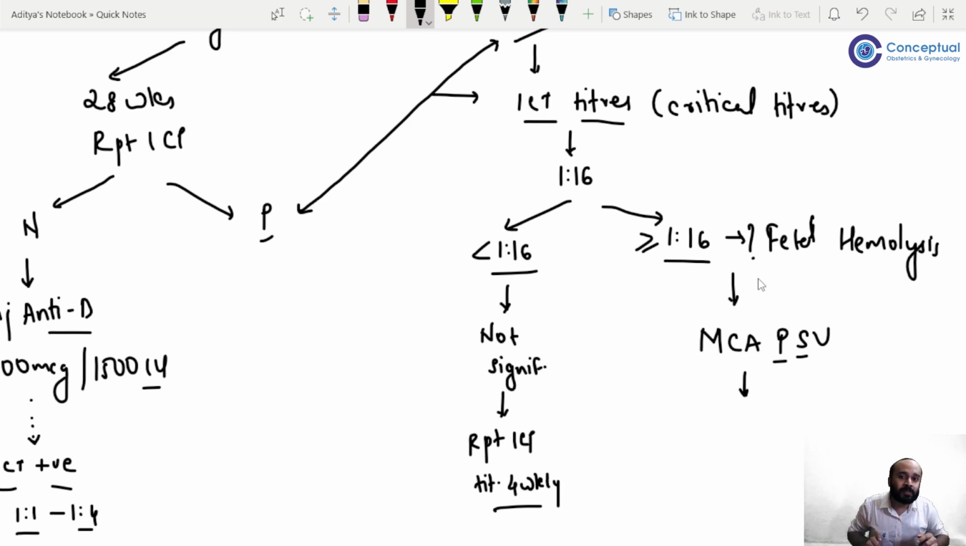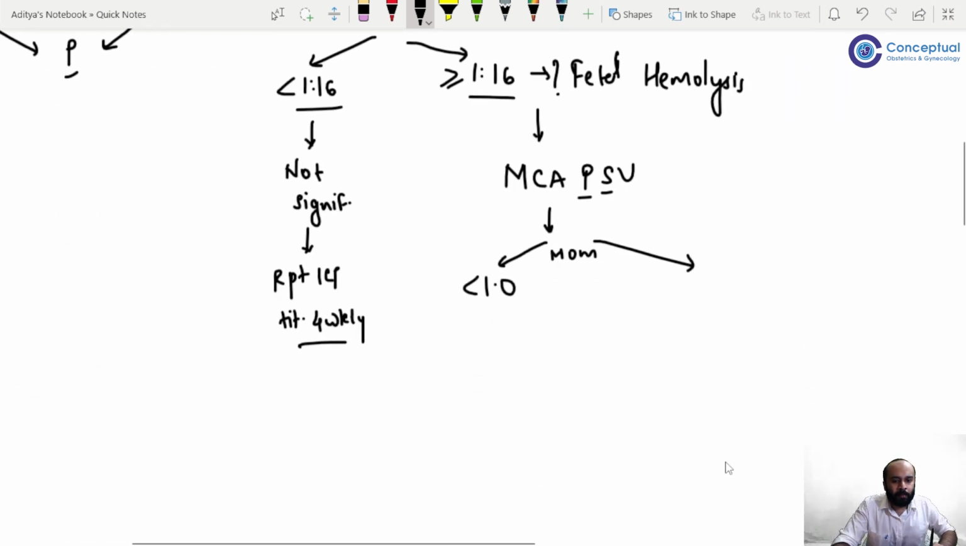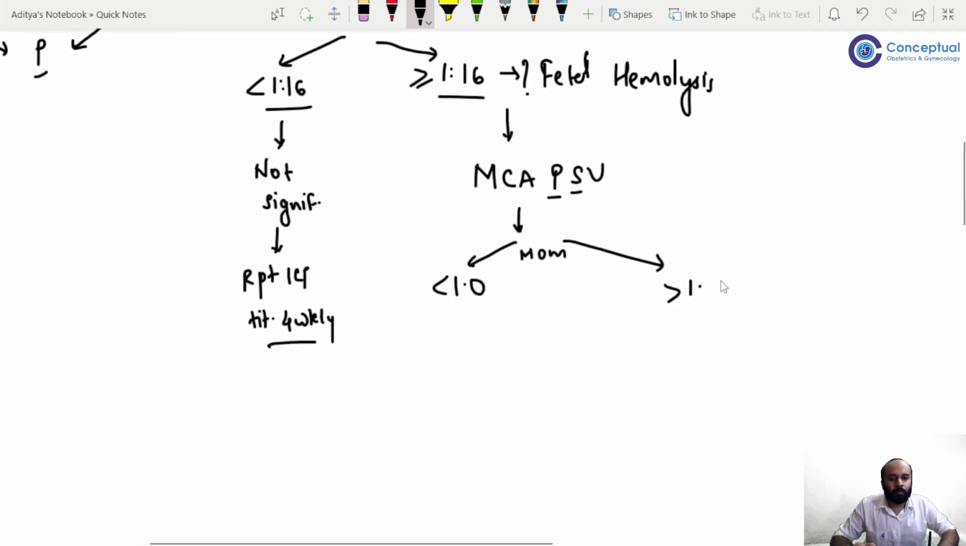Hence, we get calculators from the Fetal Medicine Foundation that you find online, where you enter the value of MCA PSV and the gestational weeks, and it gives you a statistical answer in the form of multiples of median, MoM. So it can be either less than 1, or more than 1.5, or anywhere between these, that is, between 1 and 1.5.